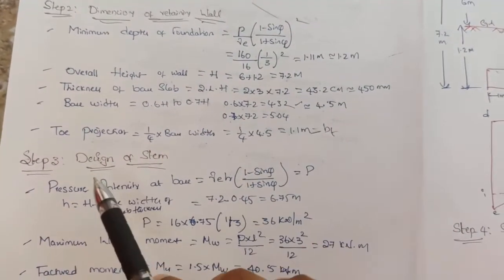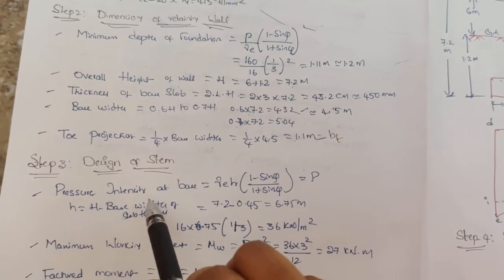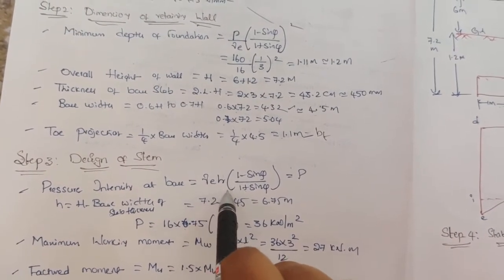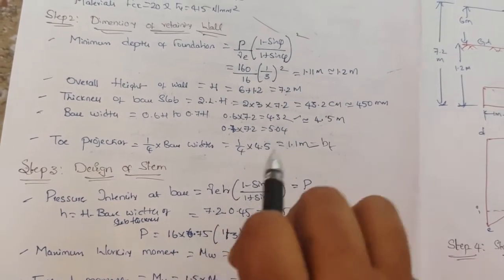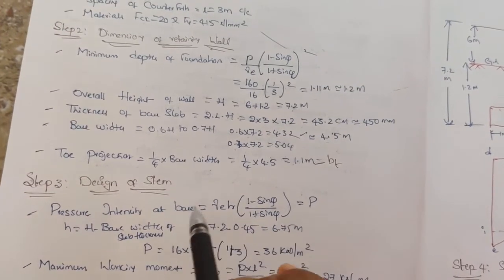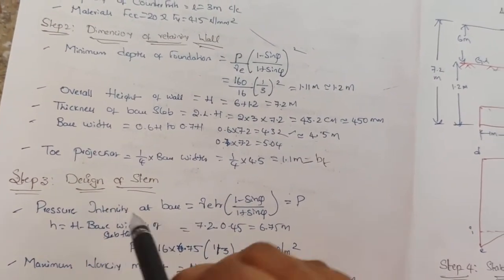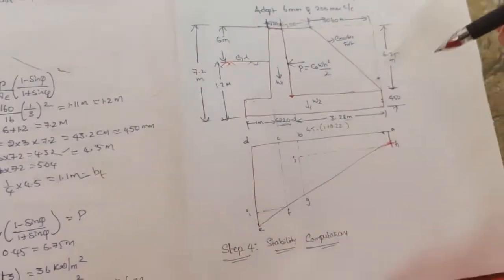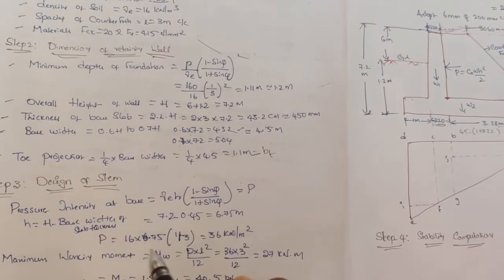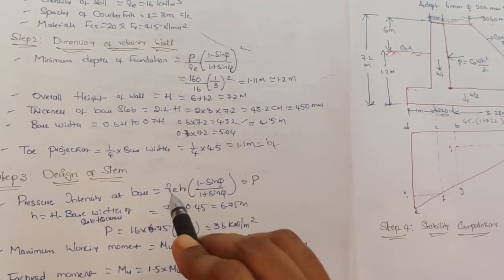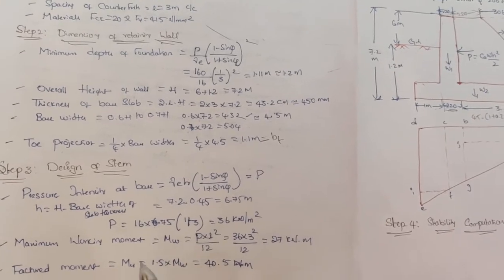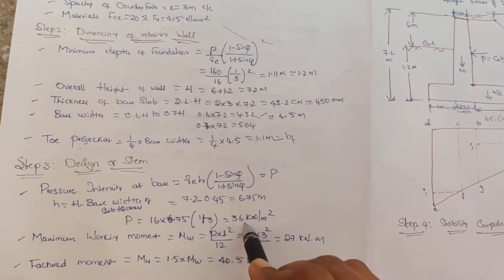So as you can see, the next step is design of the stem part. First you have to find out the pressure intensity at the base point as per Rankine's formula, gamma E into H into (1 minus sin phi) by (1 plus sin phi). Pressure intensity you are denoting with the capital P symbol. So here small h is equal to overall height minus the thickness of the slab, nothing but you will get 6.75 only. So here P is equal to gamma E, 16, density of the soil, into 6.75 by 1 by 3. So you will get the pressure intensity as 36.